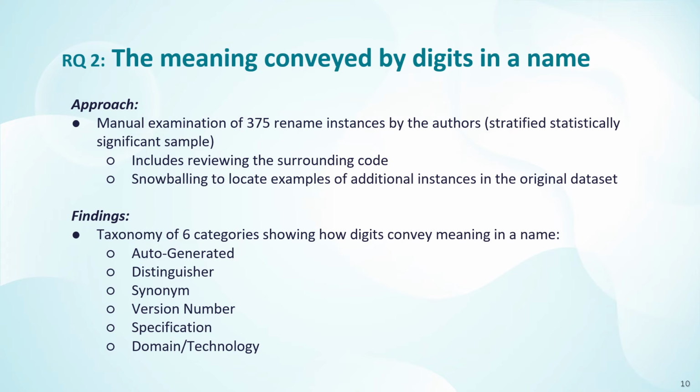The second RQ examines the meaning conveyed by digits in a name. We undertook a qualitative approach to answer this research question. The two authors analyzed a stratified statistically significant sample of names and the code associated with these names. Our analysis yielded a taxonomy of 6 categories showing how digits convey meaning in a name. The 6 categories are auto-generated, distinguisher, synonym, version number, specification, and domain or technology.